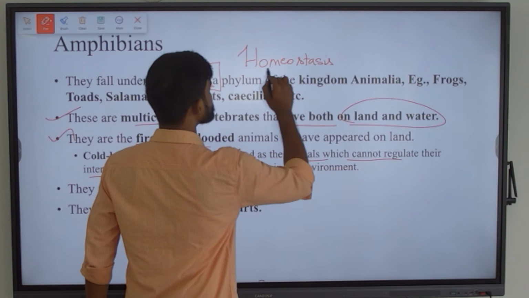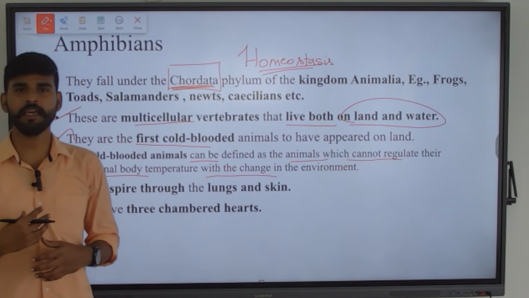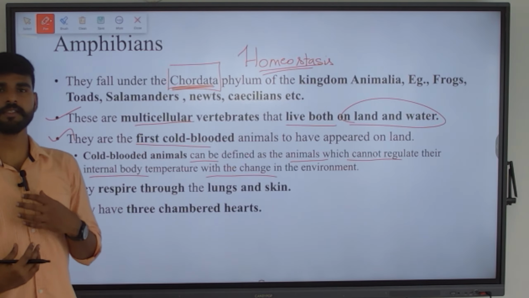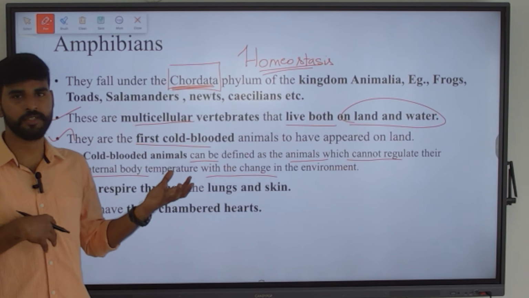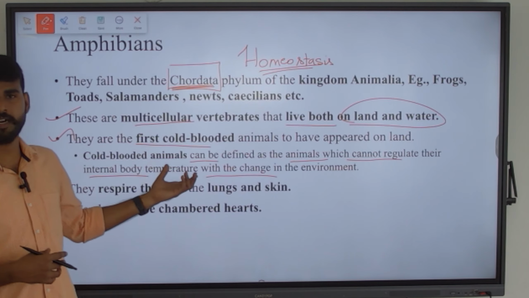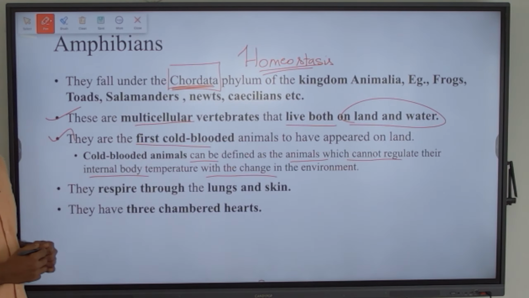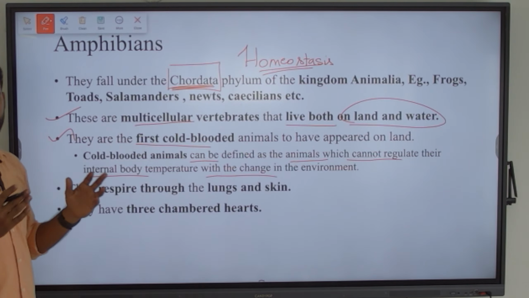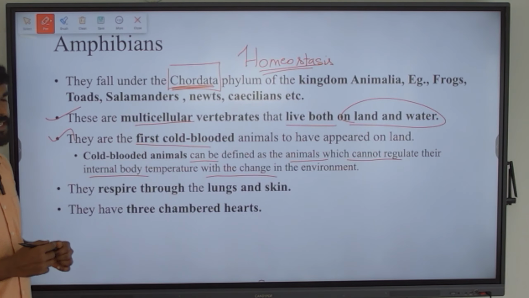What is homeostasis? That is maintaining internal environment, or internal body temperature is maintained. We human beings maintain homeostasis. We are homeostatic animals, that is regulators. But these animals are conformers. So they do not maintain internal body temperature with change in environment. When there is change in environment, it will obviously affect their internal body temperature.